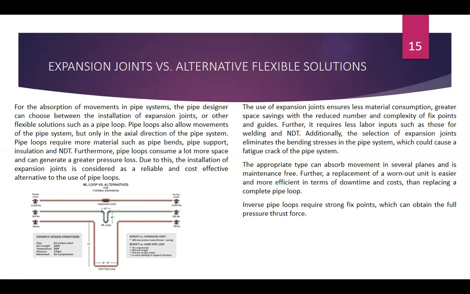Further, it requires less labor input, such as for welding and NDT. Additionally, the selection of expansion joints eliminates the bending instances in the pipe system, which could cause a failure crack of the system. The appropriate type can absorb movement in several planes and is maintenance-free. Further, replacement of a worn-out unit is easier and more efficient in terms of downtime and cost than replacing a complete pipe loop. And a pipe loop requires a strong fixed point, which can absorb the full pressure thus bearing.